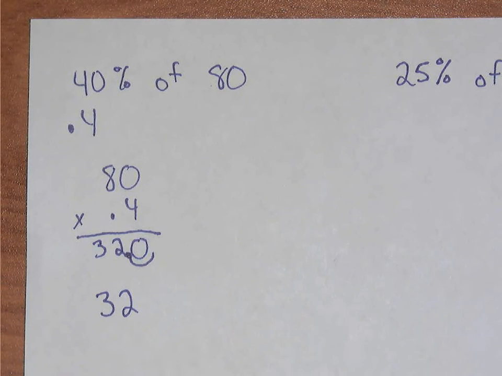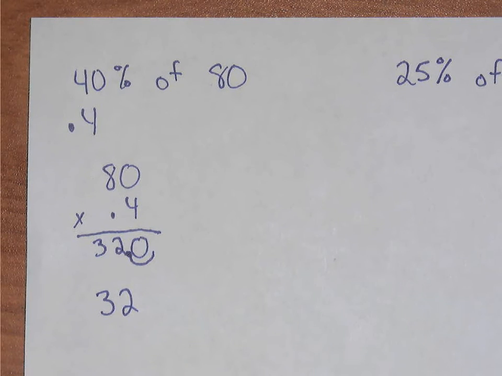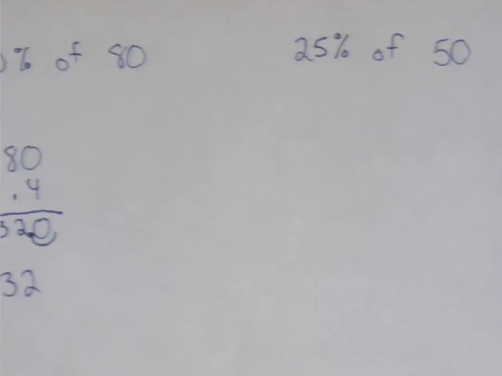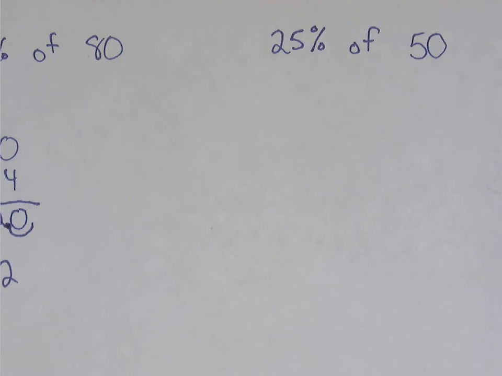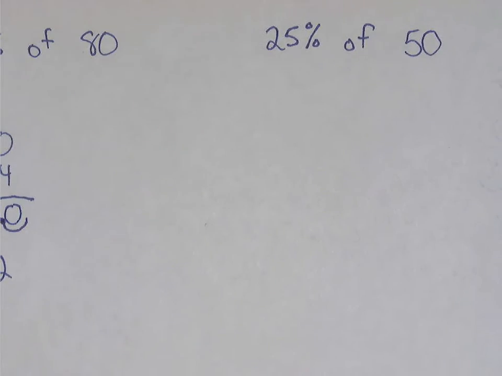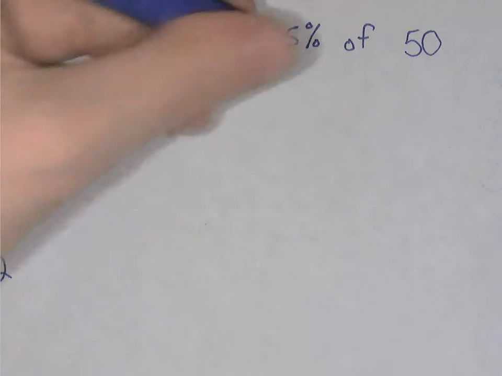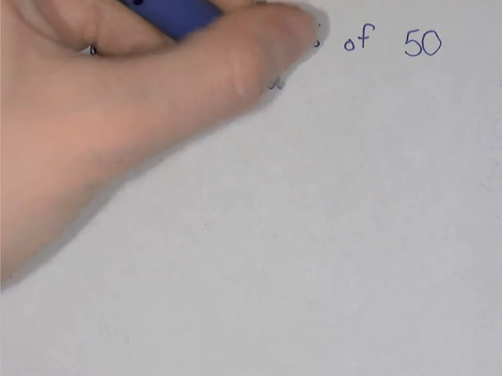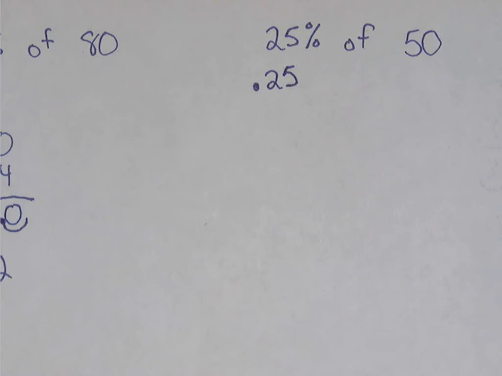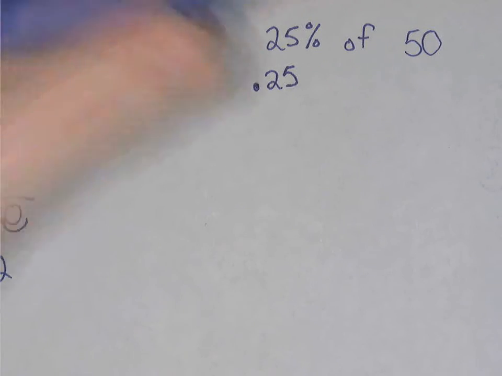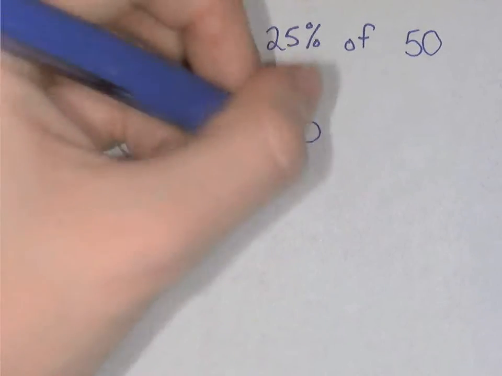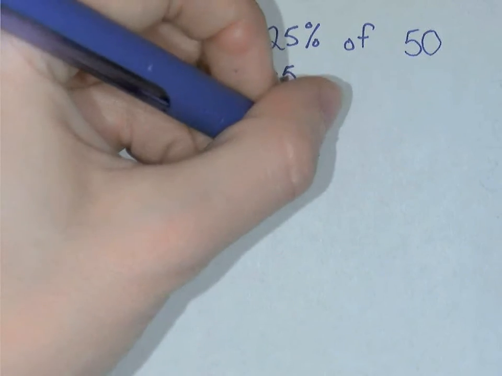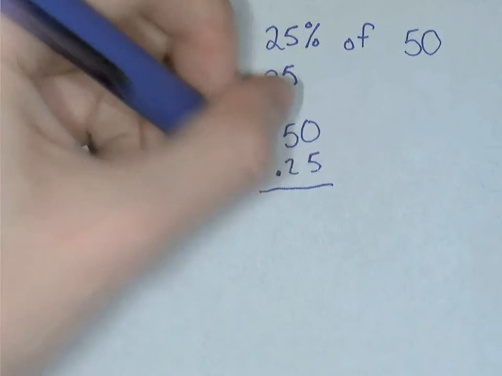Sometimes we have different decimals. So if you take a look at the next example here, we've got 25% of 50. So in 25% of 50, I have the decimal of 25%, which is 0.25. Alright, it's not 2.5, but it's 0.25. So I'm going to take 50, multiply that by 0.25.